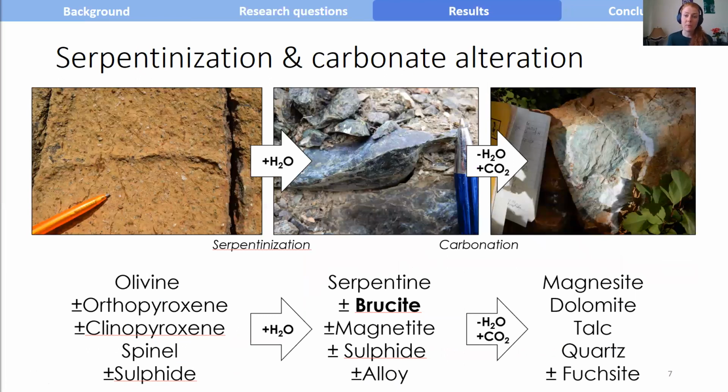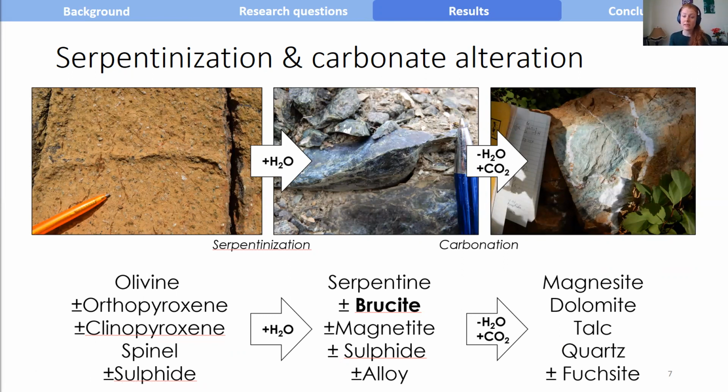So commonly, ultramafic rocks are altered and metamorphosed via partial to full hydration. This process is referred to as serpentinization. So serpentinites are composed of serpentine mineral group, which can be lizardite, antigorite, chrysotile, or other minerals. It can also be brucite, magnetite, sulfides, alloys, and others.